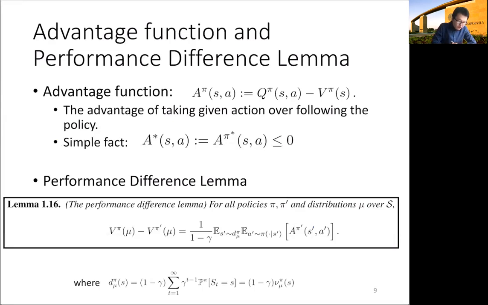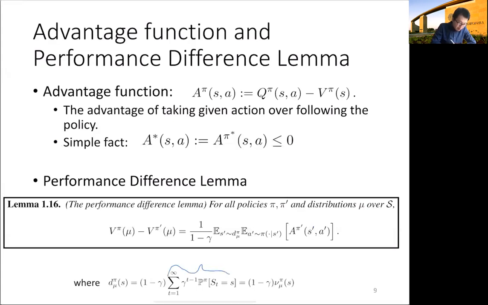It says that this is equal to a certain expected value of the advantage function of pi prime, and let's parse what this is saying. So first of all, what is S prime? This is d pi mu, right? We've never really seen this before. But you will have some fun with this in homework 1. Let me define this first.